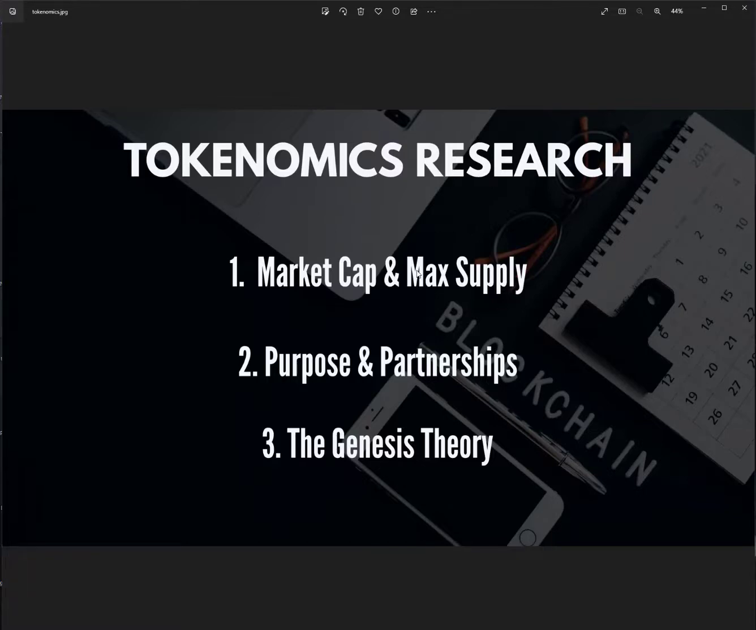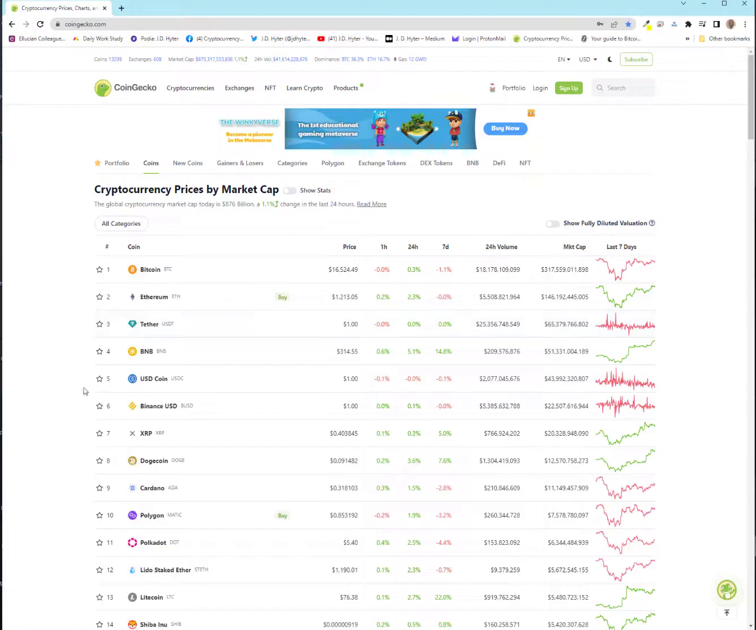Like, okay, the market cap is pretty good on that coin, and the max supply isn't ridiculous. We can go further. So now we want to look at the purpose and partnerships. So what we can do again is come back to CoinGecko, go to Polygon.